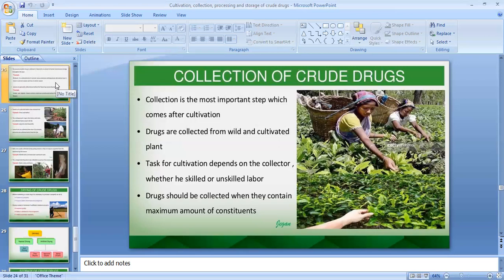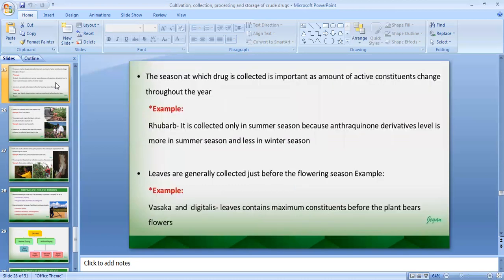And there are different parts of the herb that are collected. For example, tea leaves are collected, Arjuna bark is collected as herb, and Rauwolfia roots are collected as herb, and dried. The region in which the drug is collected is important, as the amount of active constituents changes through the year.